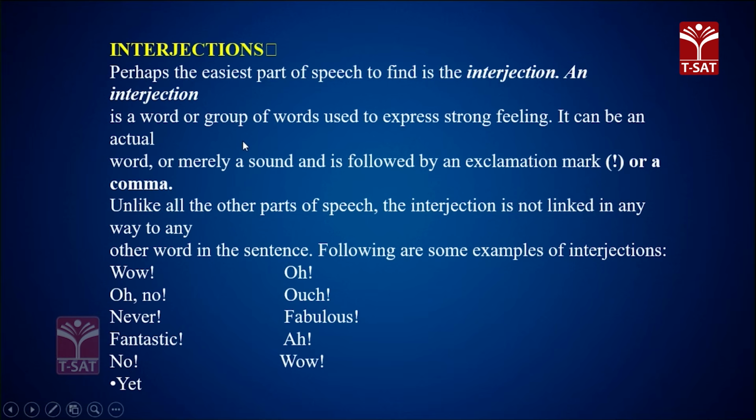An interjection is a word or a group of words which is used to express a very strong feeling, right. It can be an actual word or merely a sound and is followed by an exclamation mark or at times a comma also. Interjections are not linked in any way to any other word in the sentence. These interjections are independent, right.